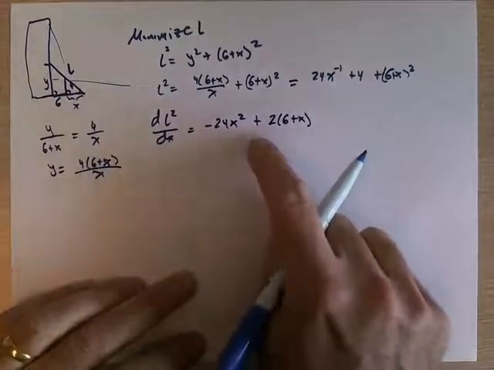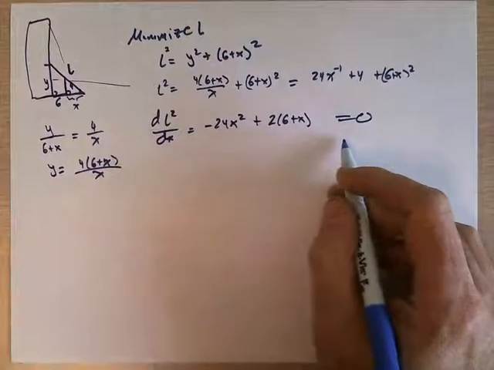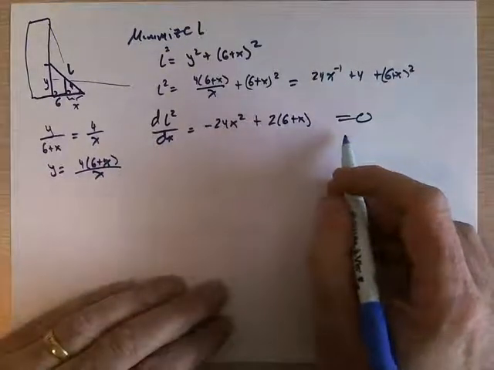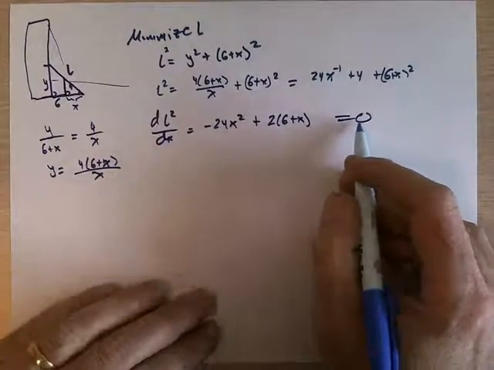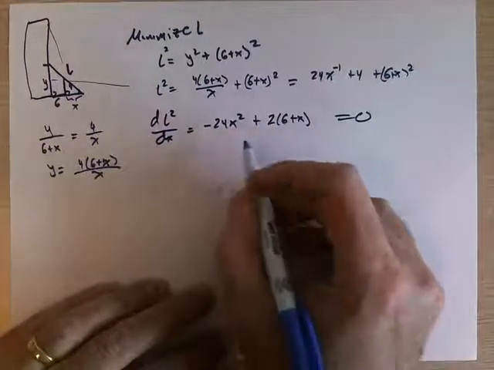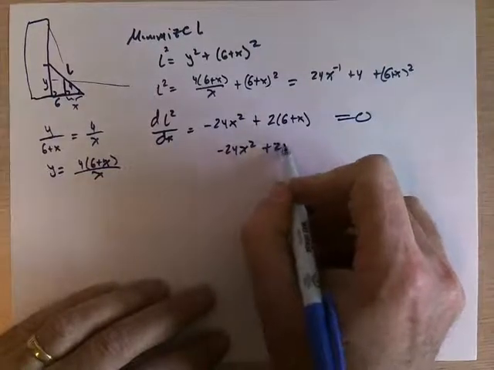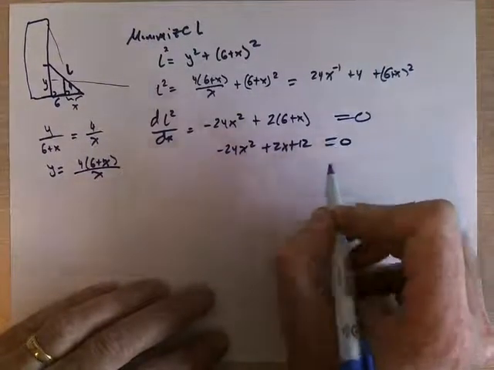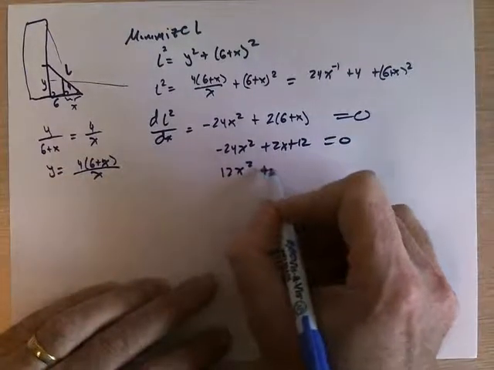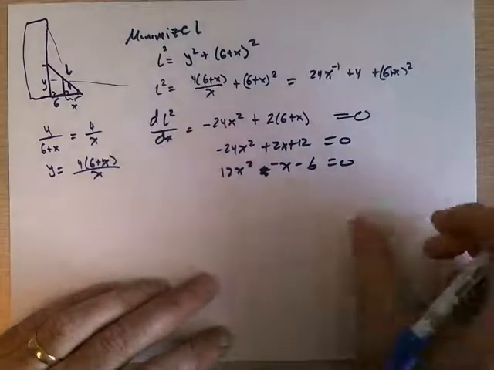Okay, this will be maximized or minimized if this is equal to 0, right? I don't always set derivatives equal to 0, but I do when I'm trying to find tops and bottoms of hills and valleys, right? That's when the slope is equal to 0. So solving for x here, I think this is quadratic in x now. So I've got minus 24x squared plus 2x plus 12 equals 0. Looks like I divide everything by negative 2. So 12x squared minus x minus 6 equals 0.